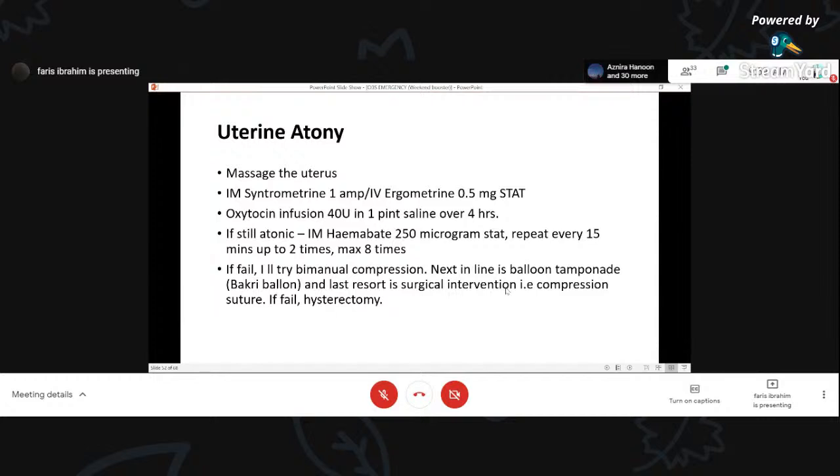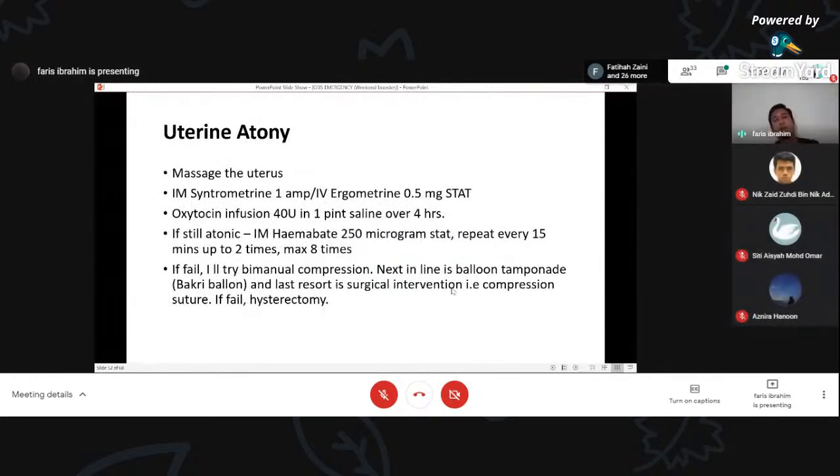So if let's say fail, so I try a bimanual compression. So bimanual compression, the way you just imagine, doktor tu dia akan buat penumbuk macam ni. Dia akan masukkan tangan dia daripada through the vagina up until the fundus, and then another hand pressing on top of the fundus daripada luar, daripada perut lah. Pressing. So this is known as bimanual compression. So the idea is that when you are compressing, you are limiting the blood from gushing out. So itu adalah bimanual compression.